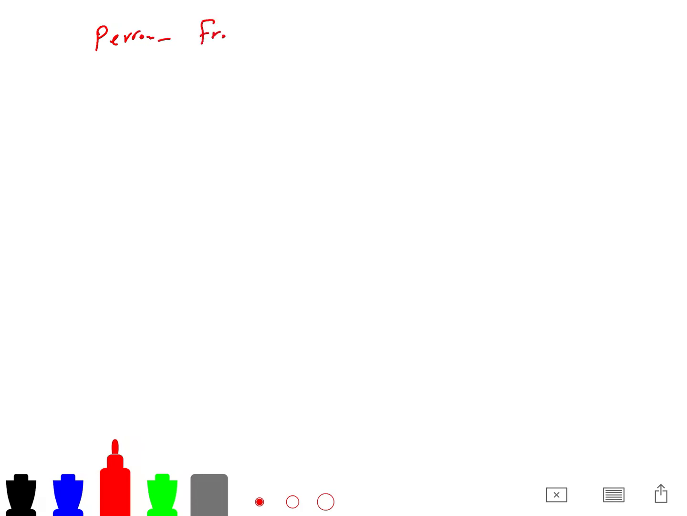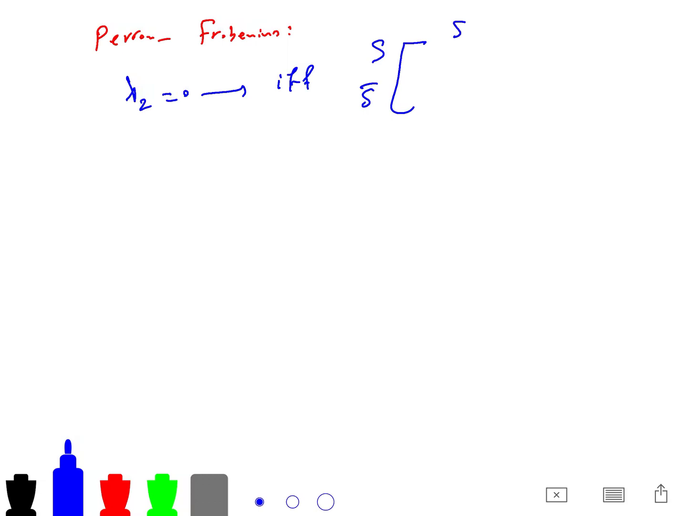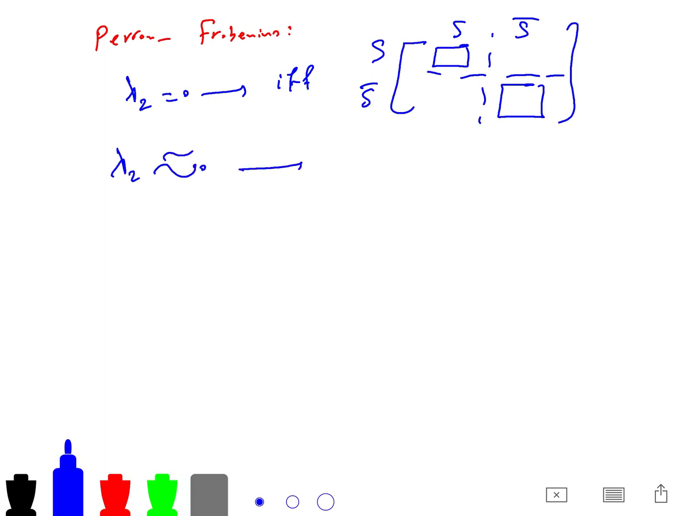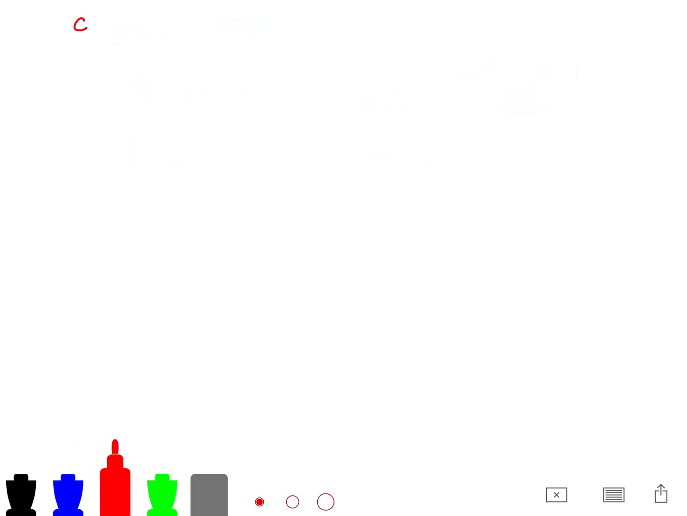Perron and Frobenius said that if lambda 2 is 0, the graph is disconnected. So you have partitioned your vertices like this, and your graph is totally disconnected. And if lambda 2 is near 0, very near to 0, then the graph is very close to disconnected. Another important related thing is the Cheeger inequality.